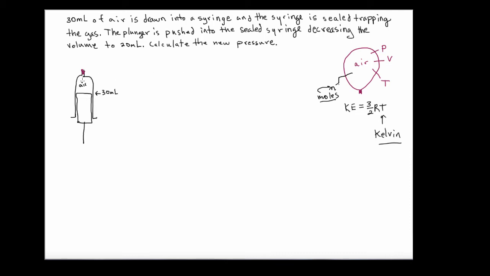Now, in the situation where I've drawn 30 milliliters of gas into a syringe and sealed the syringe, we've established that we know the total number of moles, the total number of particles. That's what this represents essentially. So over the course of this example, the number of particles in the syringe is not going to be changing because we've sealed the syringe.